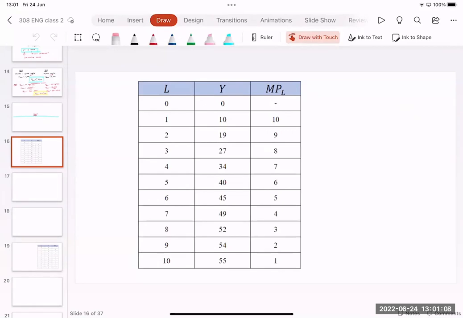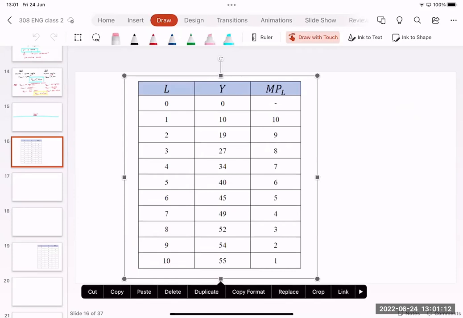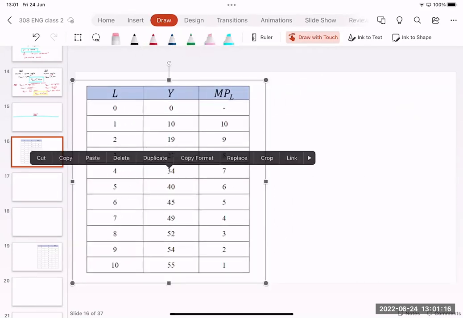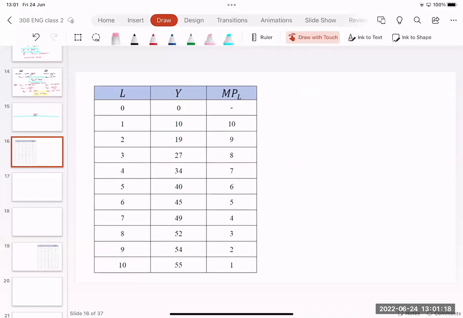As you can see here, I have the table of labor. We have L for labor and we have Y for output. This table is going to show you the relationship between labor and output. Let me write down here, L for labor and Y for output. You can imagine it is like the situation in a factory.